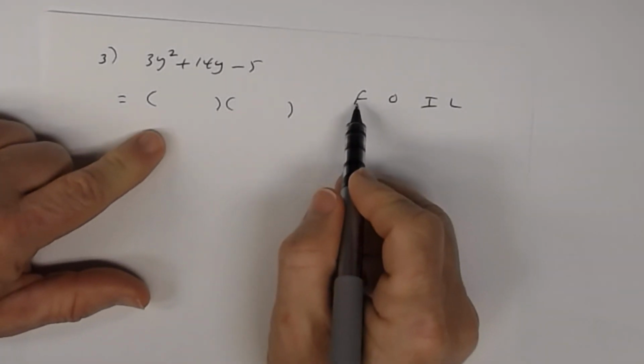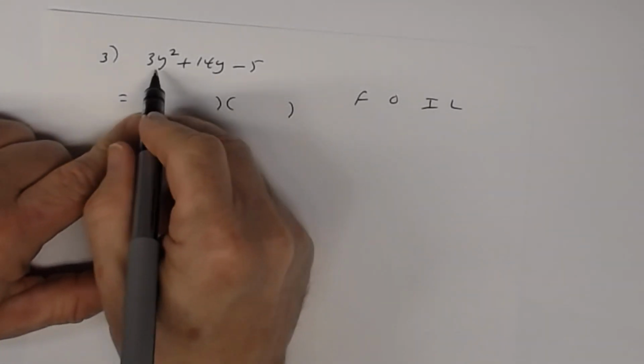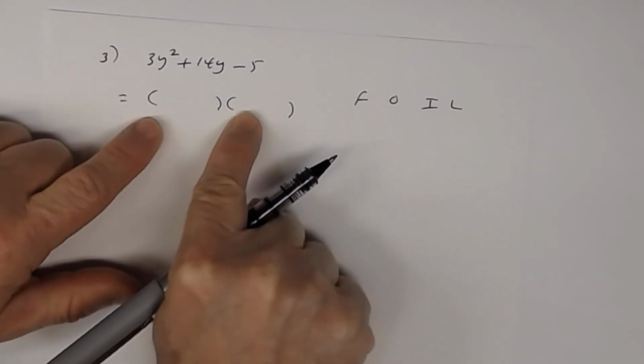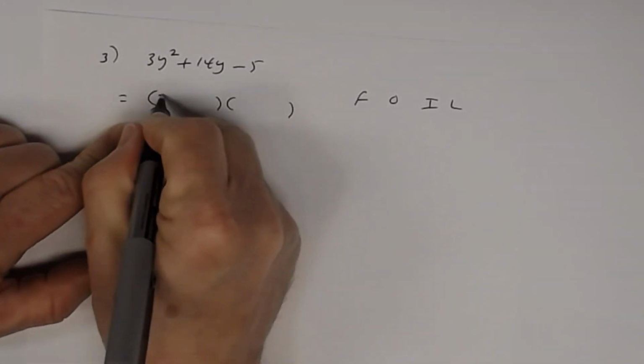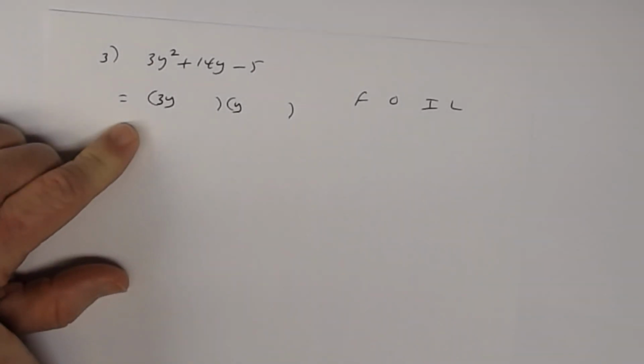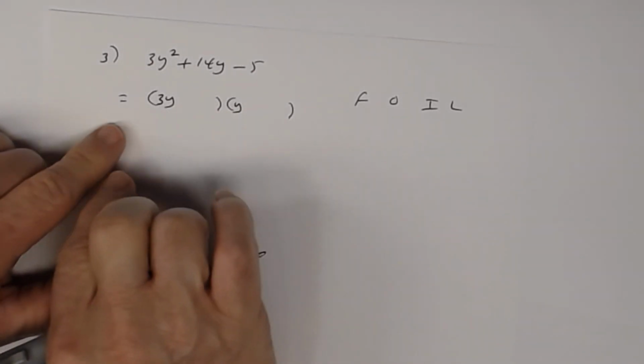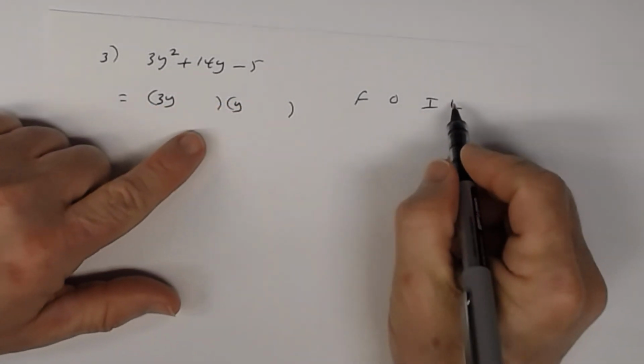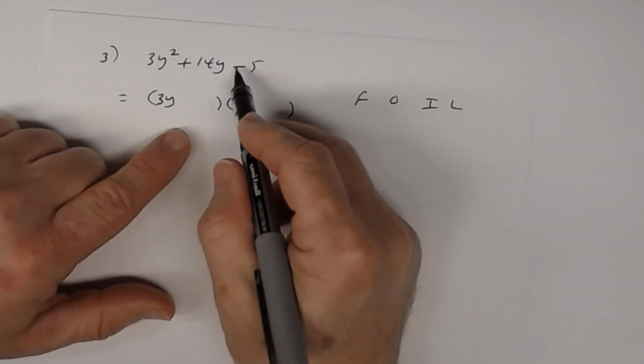So let's do the F first. So the only possibility for two terms whose product is 3y squared is 3y and y. So let's put 3y here, y here. You could put y here, 3y here, does not matter. And now let's go to the last. Now remember, this sign's negative, right?